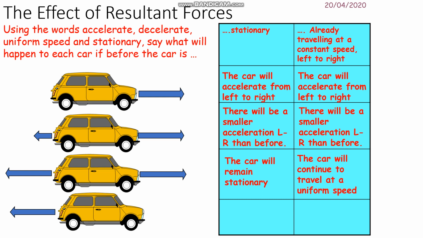The bottom mini has one force acting from right to left, so there is a resultant force acting on it. Its motion will change. So if it's already stationary, it will accelerate from right to left. It'll move backwards, in other words. The next bit is slightly trickier. If it's already moving at a constant speed left to right, so it's already moving forward, and a resultant force in the opposite direction acts, that will cause it to decelerate, this time from right to left. So it will cause it to slow down. Okay.